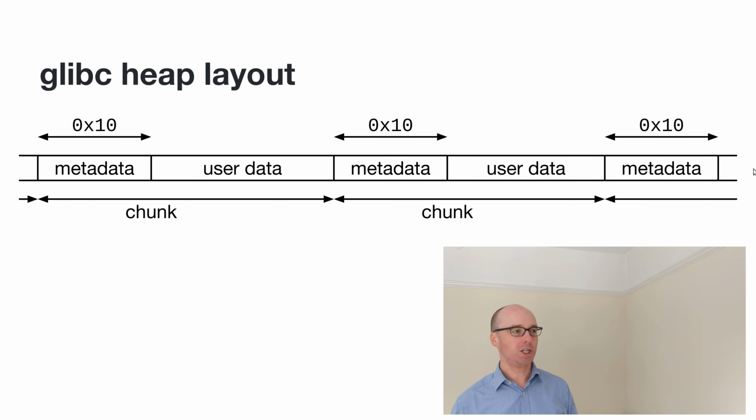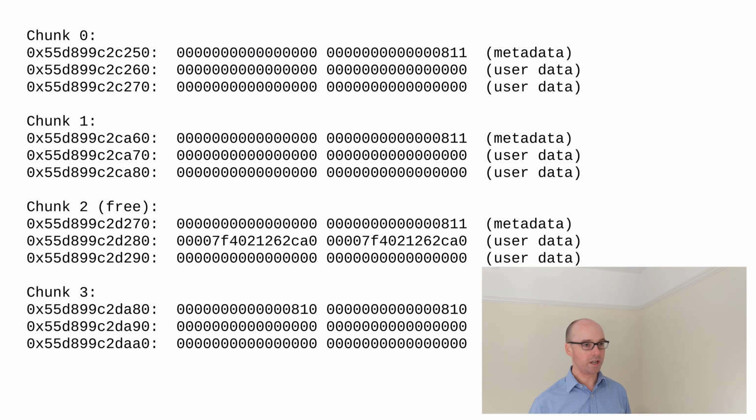Okay, quick refresher on glibc heap layout. The way that the allocator organizes data in the heap is it has bits of user data that have been given to the user through malloc calls, interspersed with bits of metadata. And the metadata contains things like the size of the chunk. Let's just have a look at what that looks like in memory.